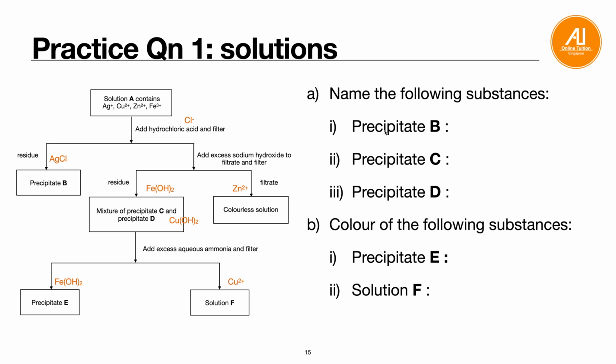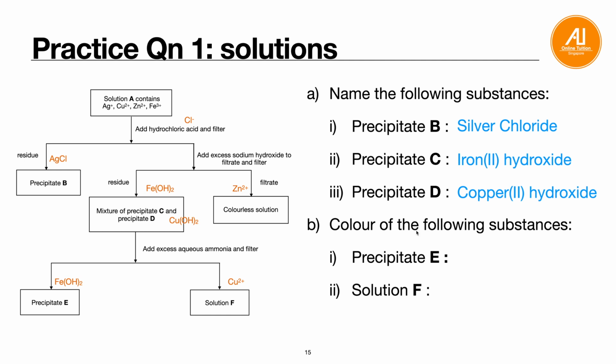Name the following substance, precipitate B. PPT B will be AgCl, silver chloride. What about C and D? C and D can be either one of them, it doesn't really matter. So it will be iron 2 hydroxide and copper 2 hydroxide. Then what's the color of precipitate E?